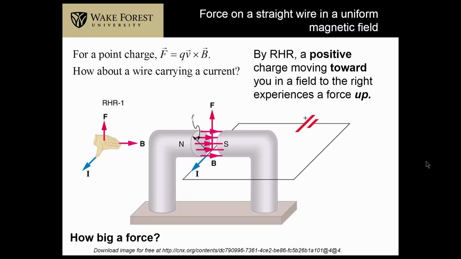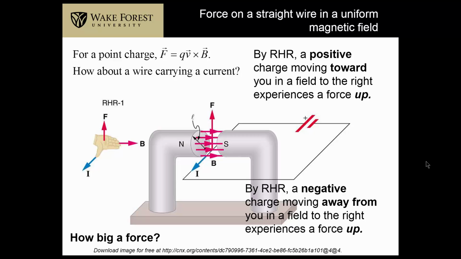If this were in fact a negative charge, then the negative charge would be moving in the opposite direction of the current, and we would have v cross B is down, but qv cross B would still be up. So once again, the force would be up for a negative charge moving away from us or a positive charge moving toward us. We must have one or the other if the current is coming toward us.